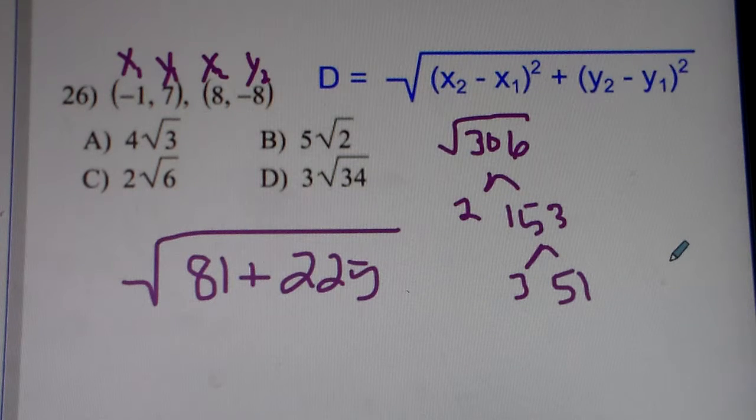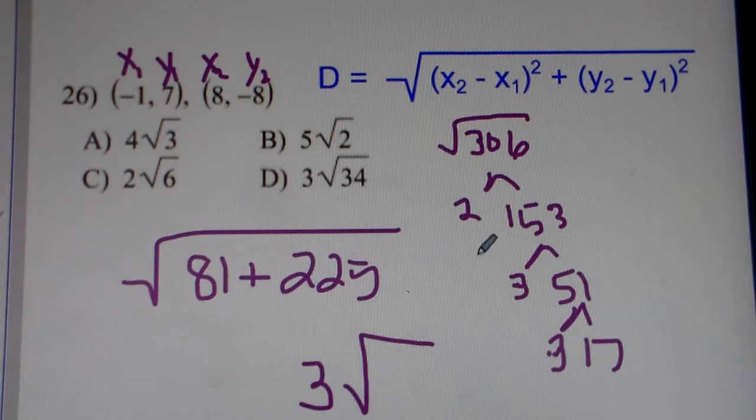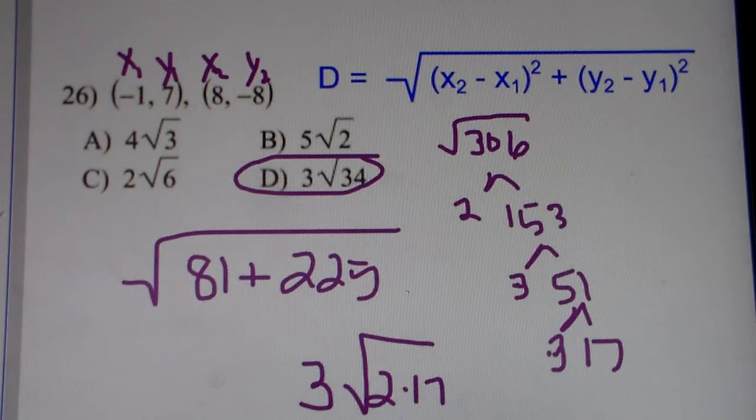So we got a 2 and a 3. Now 51, I think that's also divisible by 3. So we're going to divide that by 3, and we get 17. So we have 3 and 17. Now we have 2 3's here. Since we have 2 of a kind, I could bring it on the outside of that radical. So it's going to be 3 on the outside, radical. Now 2 and 17 are left on the inside. So we do 2 times 17, and that brings us to 34. So my answer is going to be D, 3 radical 34.